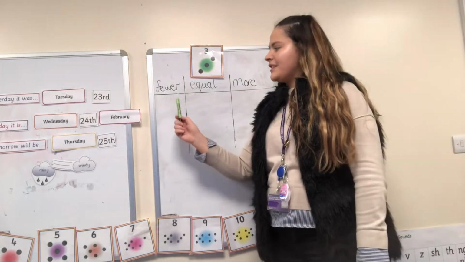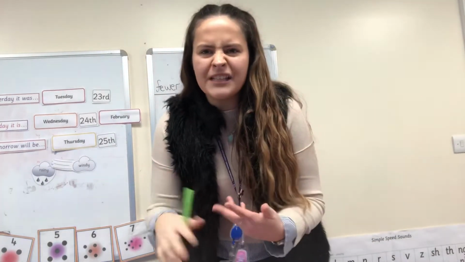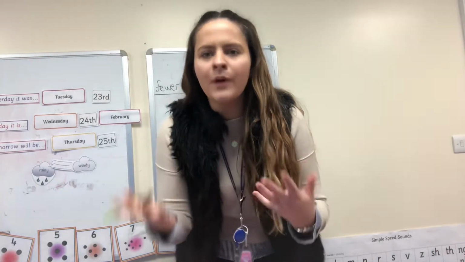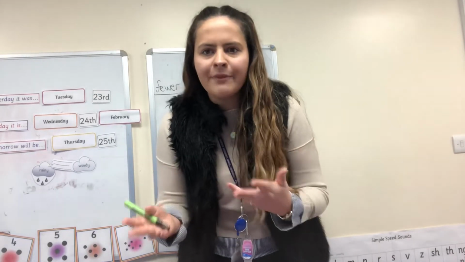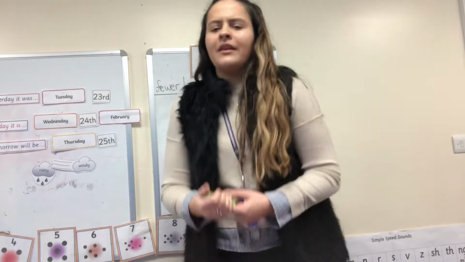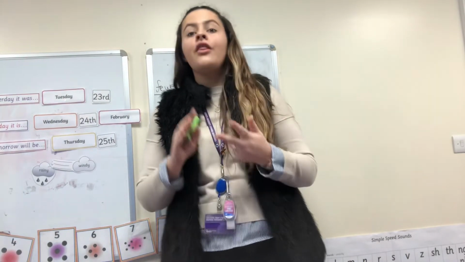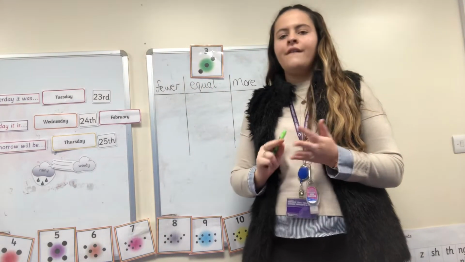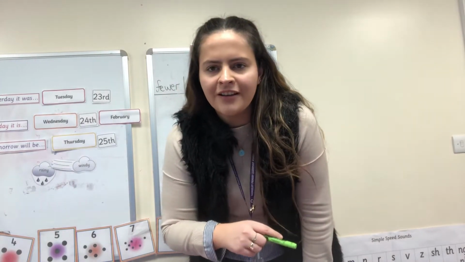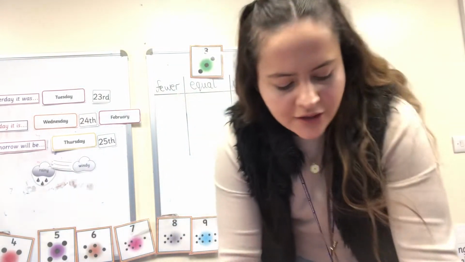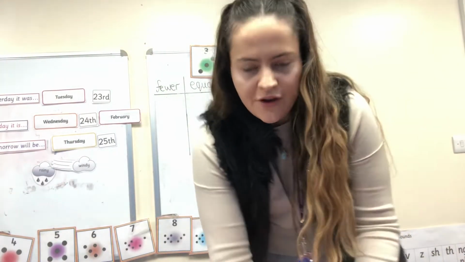Now, I need to find a number which is fewer than 3. So what number is fewer than 3? What number is smaller than 3? So have a think, when we're counting, what numbers do we say before the number 3? So let's count from 0 again. 0, 1, 2, 3, 4, 5. What numbers did we hear before the number 3? That's right, well done. The number 2 is fewer than the number 3.